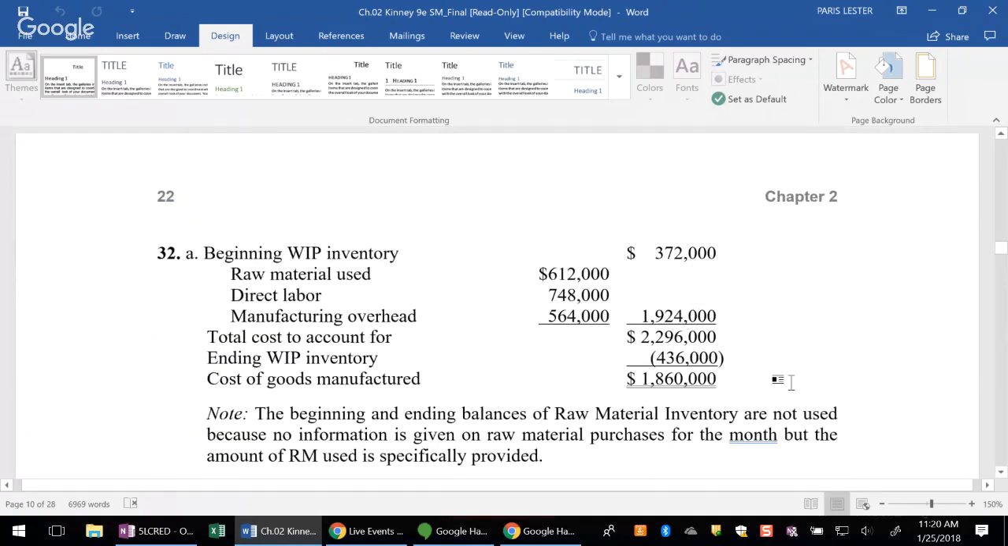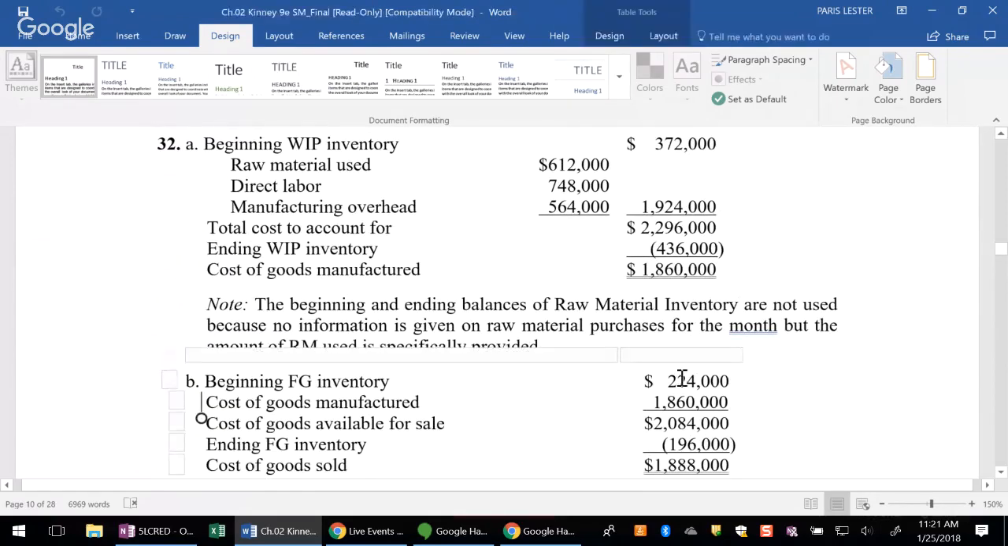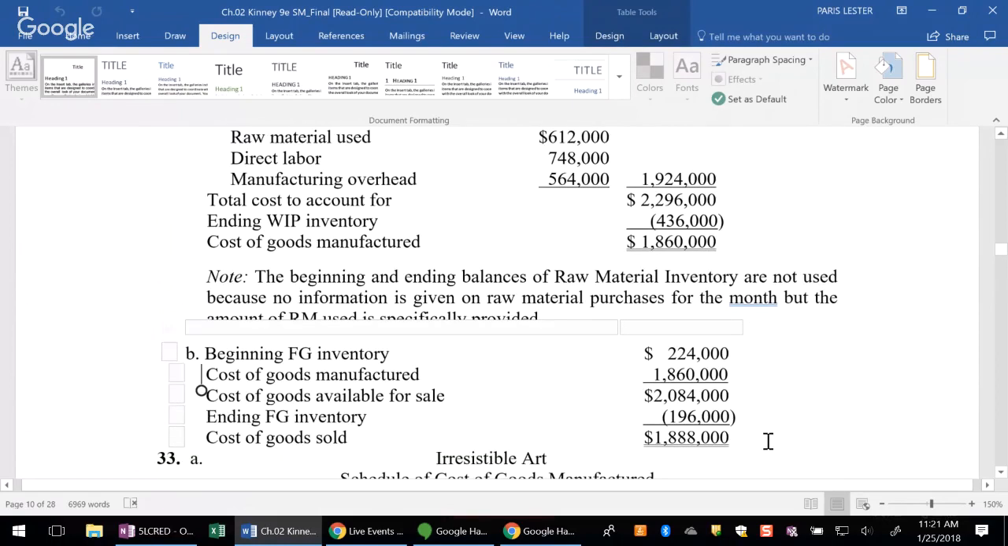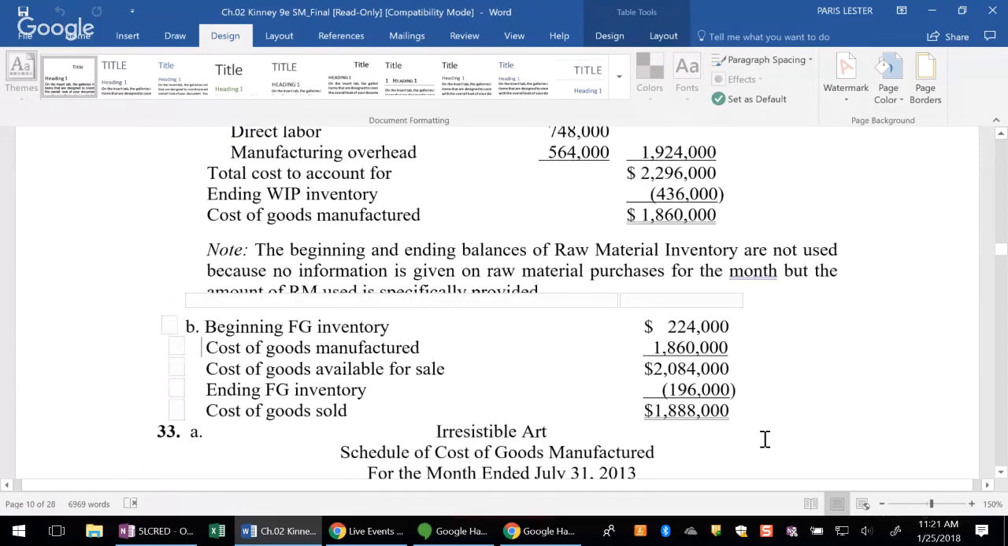All right, now we've got to do work in process, finished cost of goods sold, per schedule of cost of goods sold. Now you need beginning and ending finished goods. So then you take your cost of goods manufactured, 1,860,000, add your beginning finished goods, and subtract the ending finished goods. This is something that you've done along and along and along. You've done a lot of it.